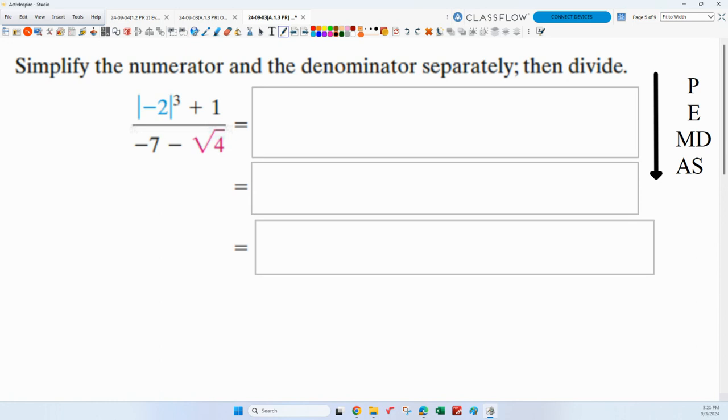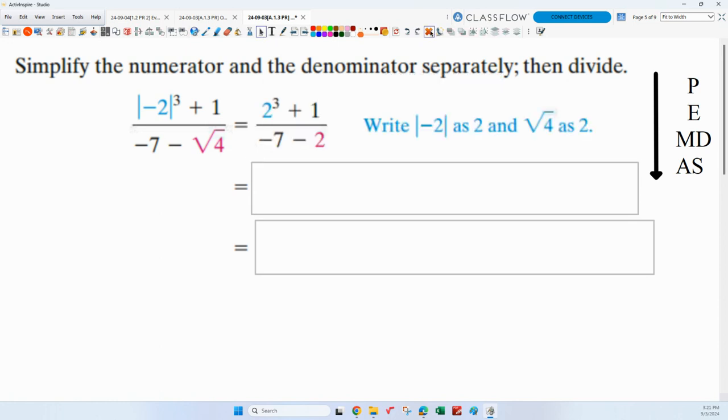All right, so on the top, what's our first step? Absolute value. What is the absolute value of negative 2? 2. On the bottom, what's our first step? Square root of 4 is 2. There you go. Okay, so first step is that, right? Next step on the top. Exponent. 2 cubed is what? 8. 2 times 2 is 4 times 2 is 8. Good. On the bottom, only one step left. What is it? Yeah, what is negative 7 minus 2? Negative 9. Bottom is done.